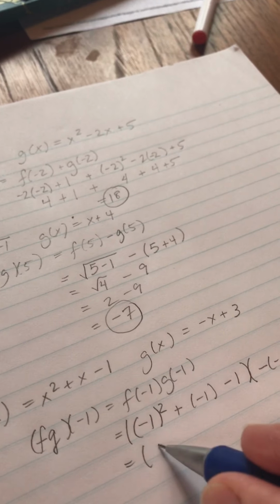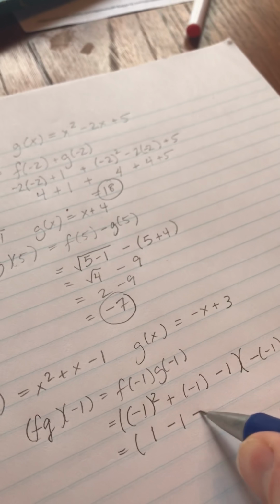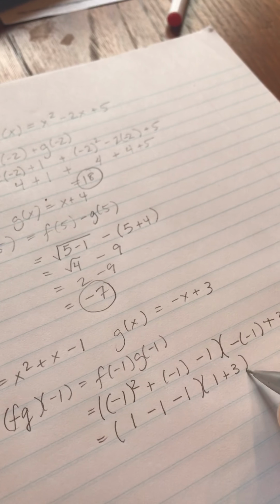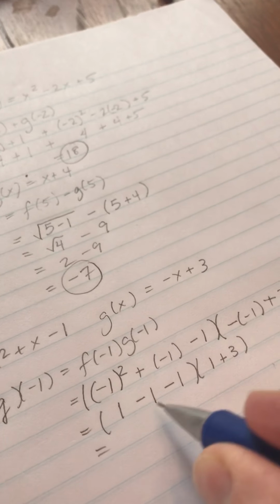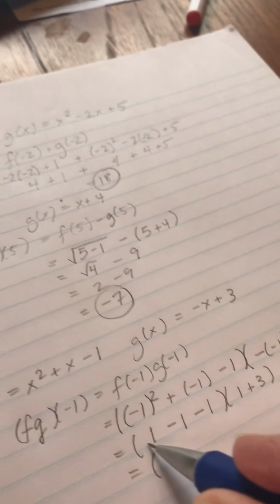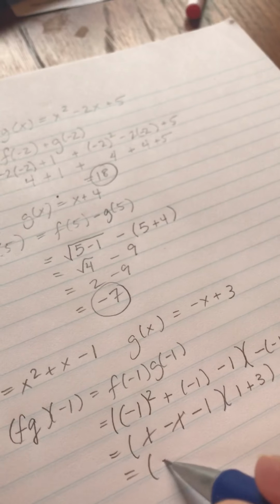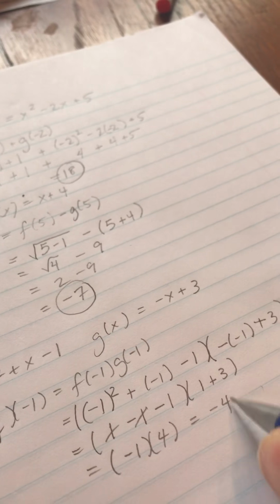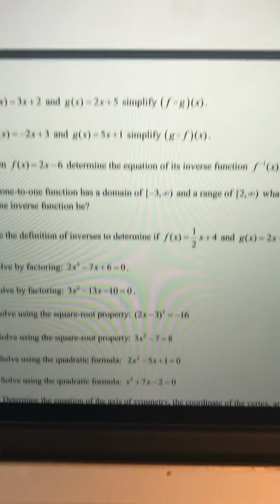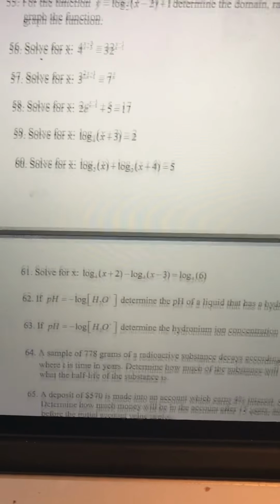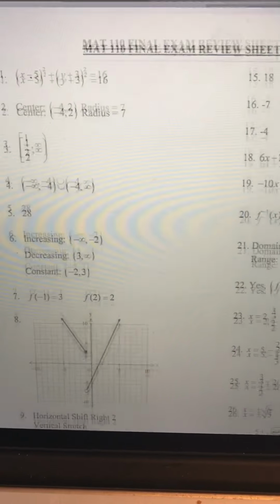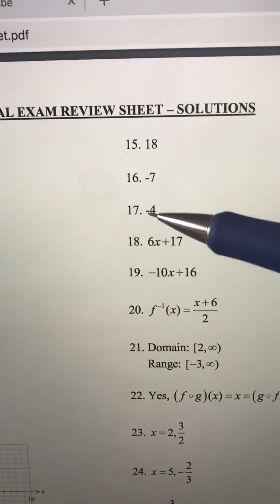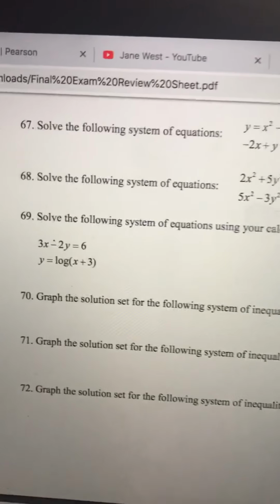So that is going to be 1 minus 1 minus 1 times positive 1 plus 3. 1 minus 1 is 0. So you have a negative 1 left. 1 plus 3 is 4. So that's negative 4. All right, and just to remind you, the answers to this review are at the bottom. So if we wanted to double check the answer to number 17, for example, there it is right there, negative 4, sure enough.